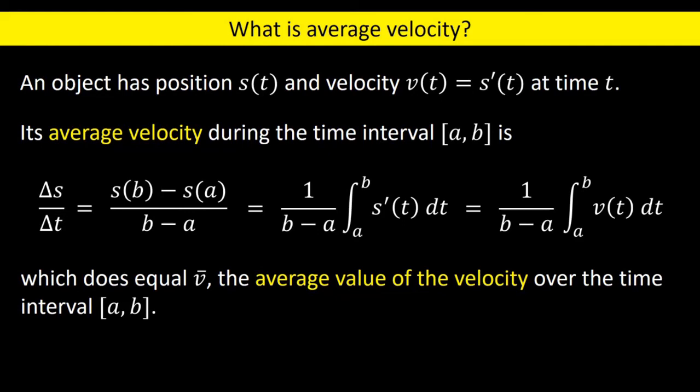So there's no confusion after all, because the average value of the velocity function v of t over our time interval does come out to be exactly the same thing that we called earlier the average velocity over the time interval ab.